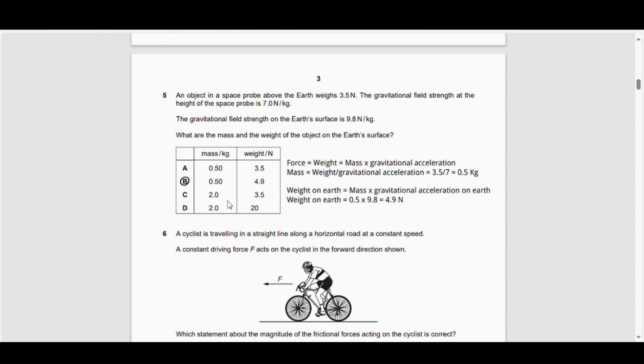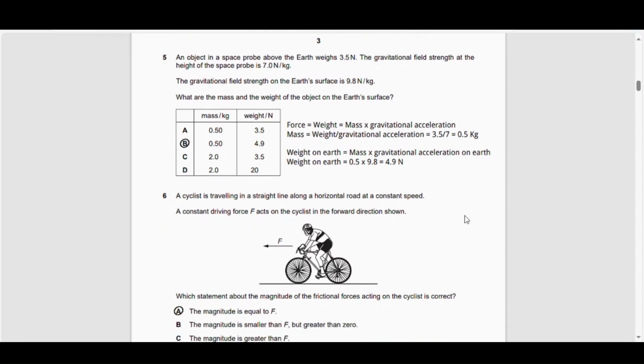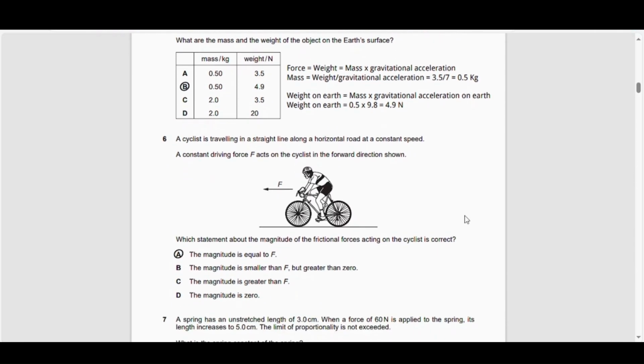So C and D cannot be correct if it's 0.5 kilograms. And once we know the mass of the object, calculating its weight at a different point is straightforward as long as you know the gravitational field strength. So we have been given the gravitational field strength on the Earth's surface, which is 9.8. So if you multiply 0.5 by 9.8, you get a value of 4.9. So that means B is correct and A is incorrect.